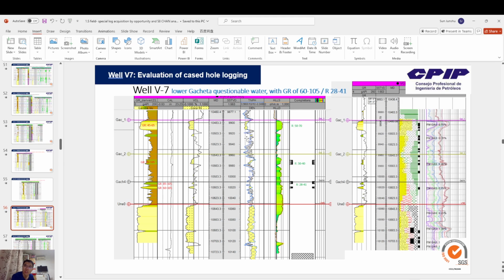Well 7, lower Gogeta, questionable water. Gogeta 2, gamma ray 95 to 105 with resistivity 30 to 40. Gogeta 4, gamma ray 60 to 105 with resistivity 28 to 41.